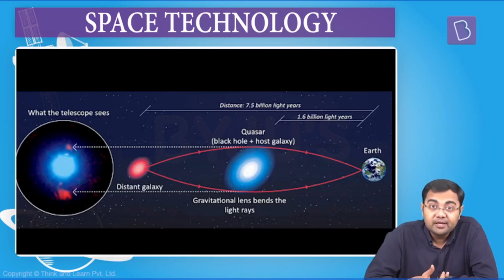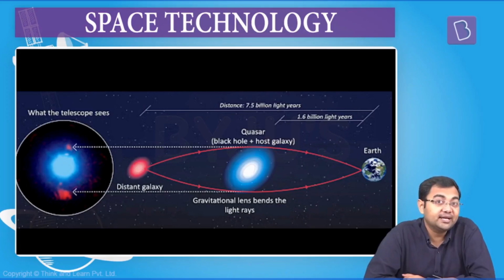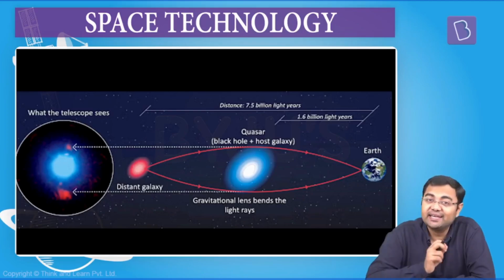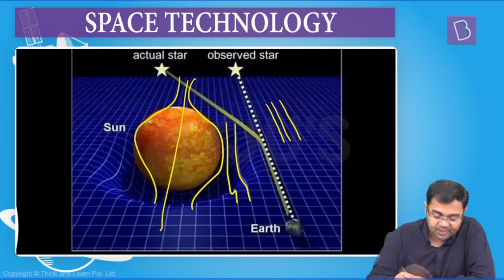Sometimes there could be multiple images, not only 2 or 3, but rather a multiple set of images that can be created. And this is when there is a possibility that Einstein's ring gets created. So what we are looking at is something like this, right? The actual star's path would have gone like this. Somewhere here you might have observed it if you were here.